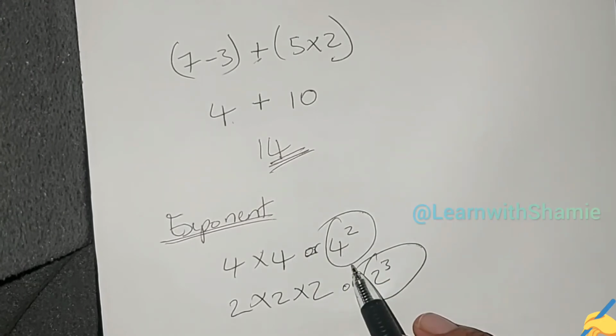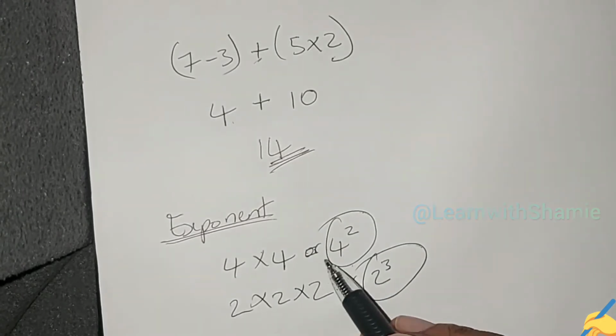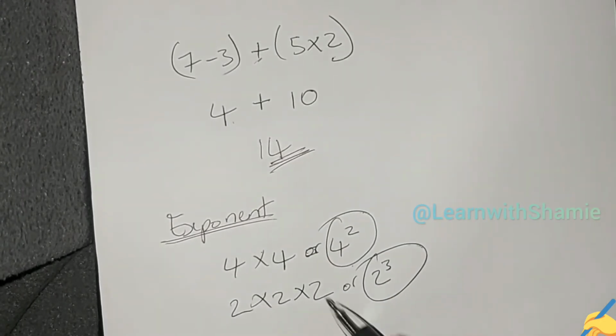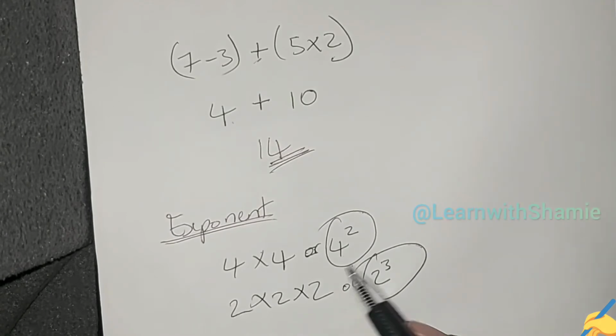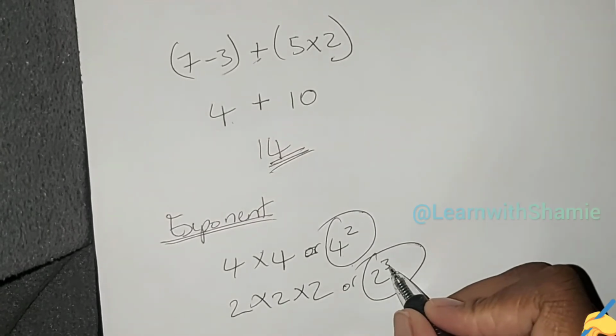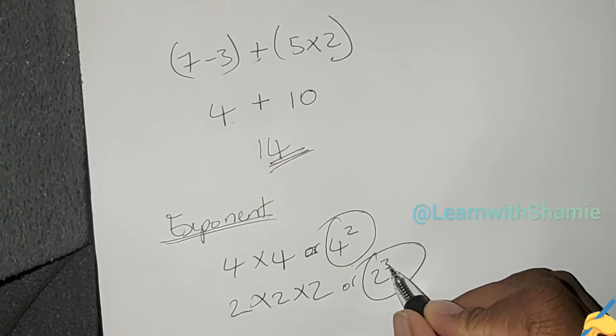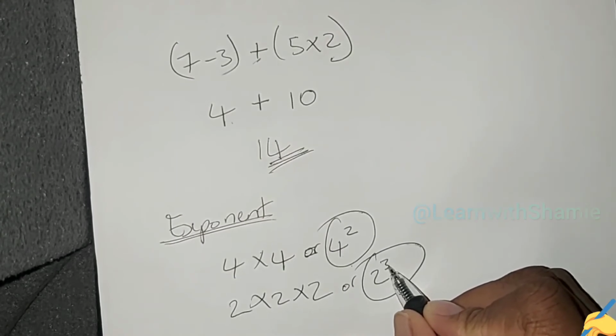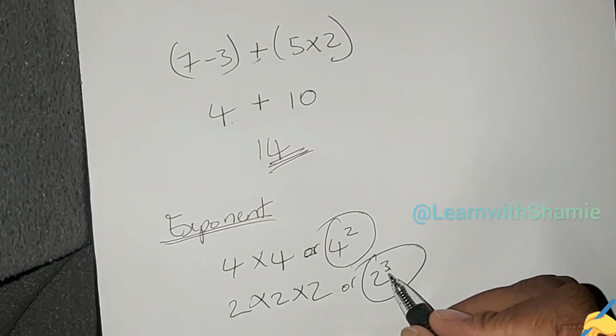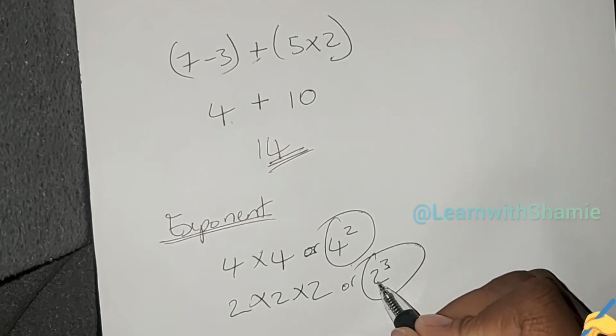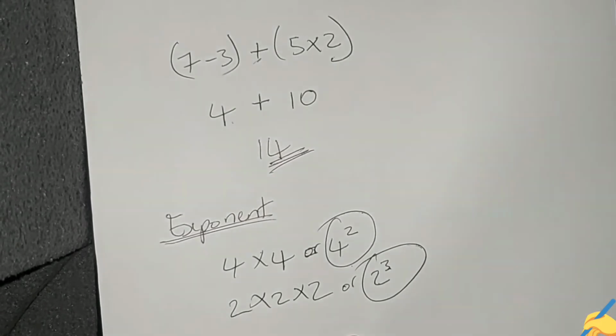Exponent is a shorter way of writing repeated multiplication. The smaller number is called the exponent or power. It tells you how many times to multiply the bigger number.